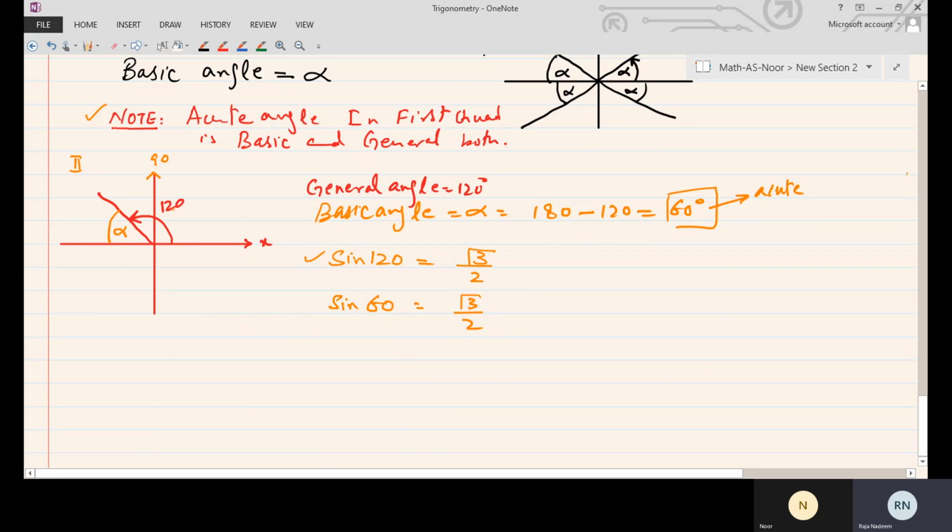Basic angle is an angle which is along the x-axis and acute. So when you subtract this general angle from 180, you'll get this basic angle. 180 minus 120, it is 60. 60 is an acute angle, and sine of 60 is giving you the same answer.